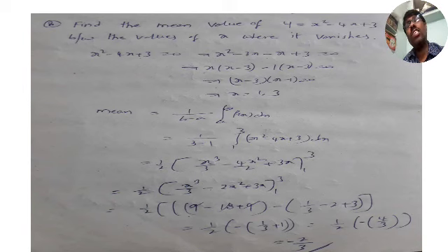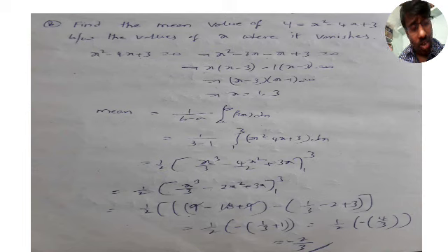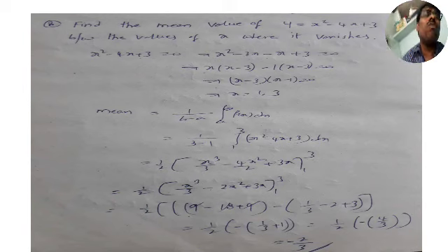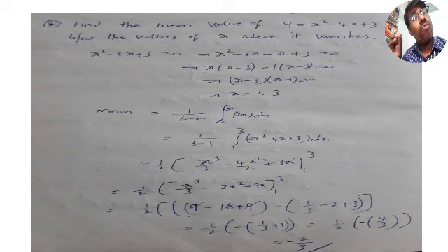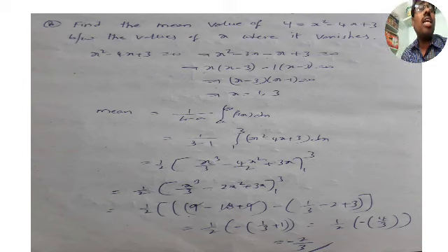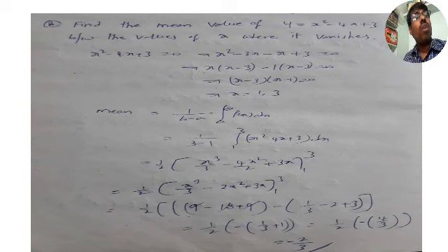So what is the function? F of x is x square minus 4x plus 3. We got f of x. Now, between the values, the limits. What are the limits? Limits are not directly given. Between the values of x where the expression vanishes, that is x square minus 4x plus 3 vanishes. Vanishes means when it becomes 0. So for what values of x is the expression x square minus 4x plus 3 equal to 0? Between those values, you need to find the mean.